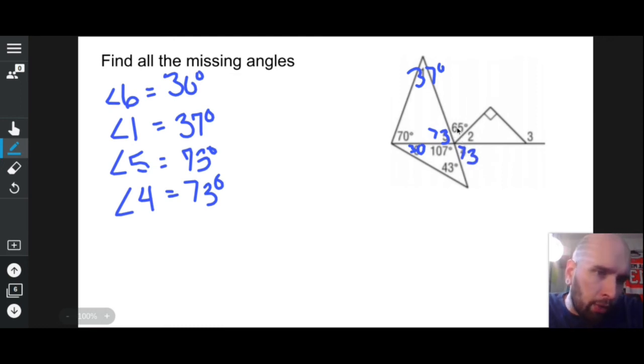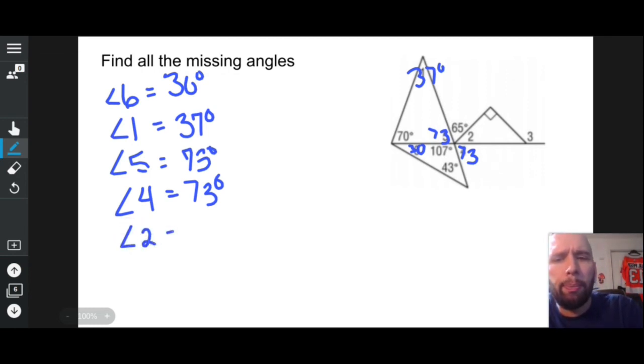This is weird. We haven't dealt with this yet. An entire circle makes 360 degrees. So let's be careful. 2 is going to be 360 minus 73 minus 107 minus 73 minus 65. It's 42.